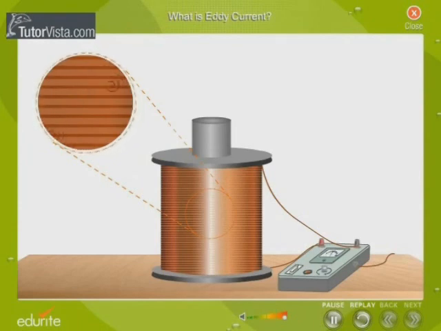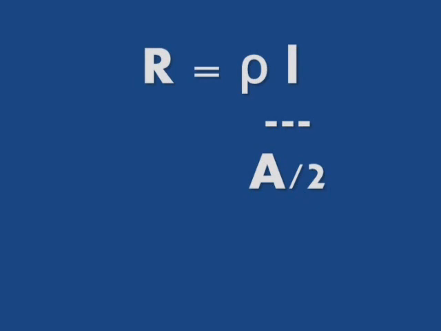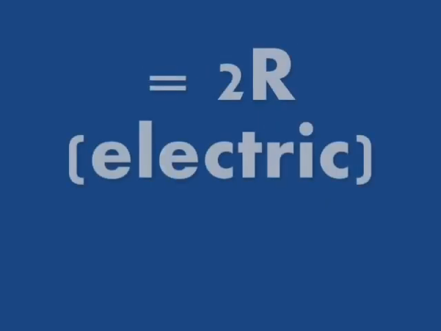In order to reduce eddy current, we have to split the core into sections. The more we split the core, the more eddy current will be reduced. Here I will show you the proof using equations. From R equal to rho l divided by A, if we split the coil in half, it will be R equal to rho l divided by A over 2. And at last it will result in 2R for electric.